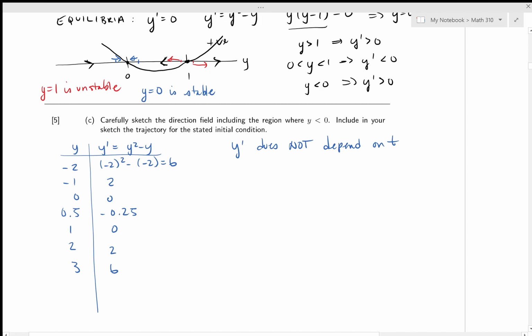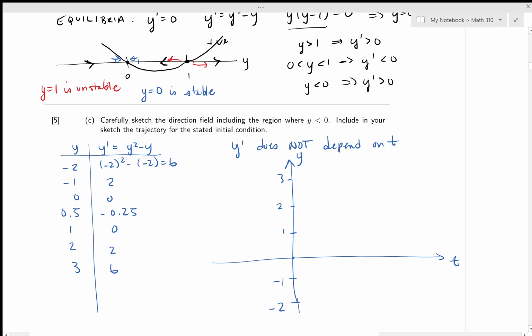That means that every column in the direction field is identical. We only have to draw one and then copy it across as best I can. So I will draw the direction field. This is a plot where we have the independent variable t and the dependent variable y. Now I know the values of the derivative. Let me mark 0, 1, 2, 3, and then -1 and -2. Those are the values I've calculated.